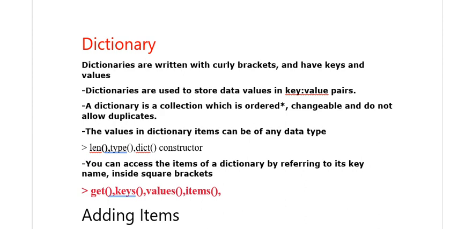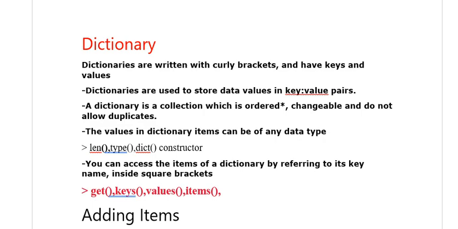Generally, list is represented by the square brackets, and the tuple is represented by the normal brackets, and the set is represented by the curly brackets. But dictionary is also represented by the curly brackets, but we'll be using key value pairs. How to use the key value pairs in the curly brackets, I will show you practically so that you will understand more clearly about the dictionary.